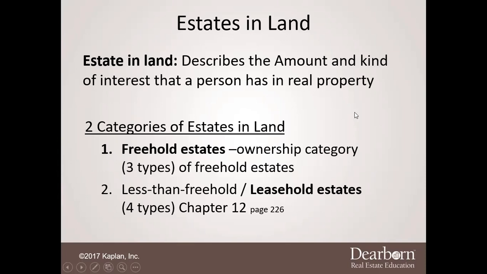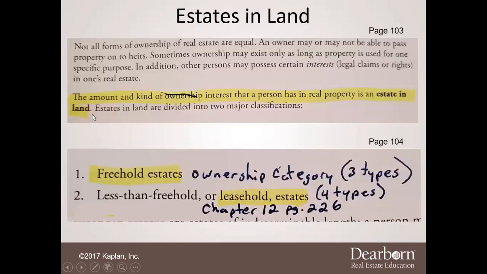And there are 2 categories of estates and land. They could either be freehold, that is the category of ownership type of estates. And there's 3 types of freehold estates, which we're going to go over in this chapter. And then if it's not freehold, free to own forever or a lifetime, it'll be less than freehold, which is basically a leasehold estate. And the leasehold estates and leasing, we're going to go over those 4 types of leasehold estates in chapter 12. So do this highlight on page 103 and cross out the word ownership just to get the most correct definition of an estate and land.